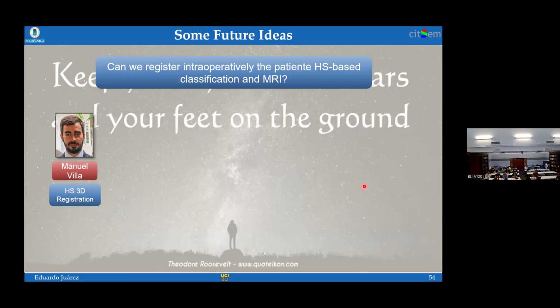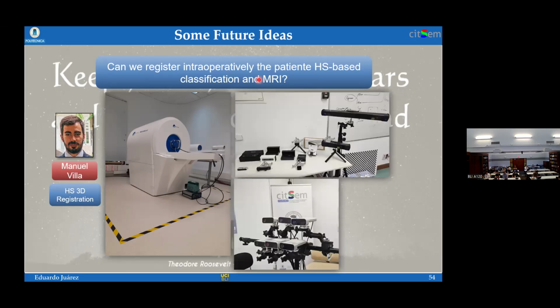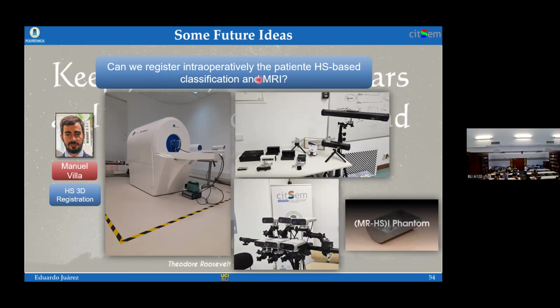Fifth, with Manuel. Can we register in the operating room the patient's hyperspectral-based classification and the magnetic resonance? For that, we are using the preclinical magnetic resonance equipment we have at the research center and different depth sensors. We are combining the information we get from these different depth sensors and building phantoms, just to put the phantom in the antenna of the magnetic resonance imaging, get the volume information, use the hyperspectral camera and try to make this classification.